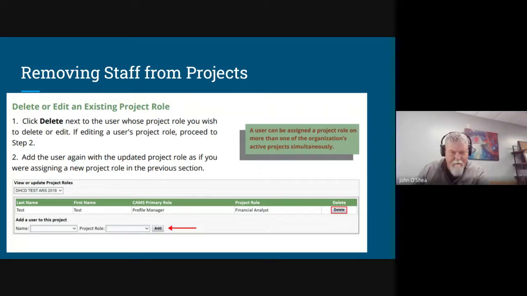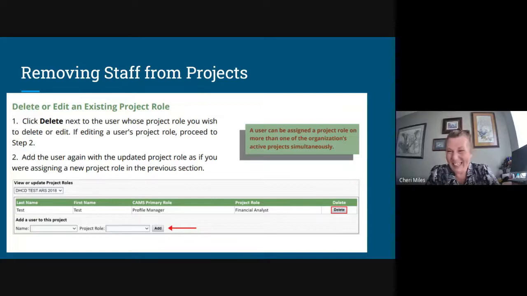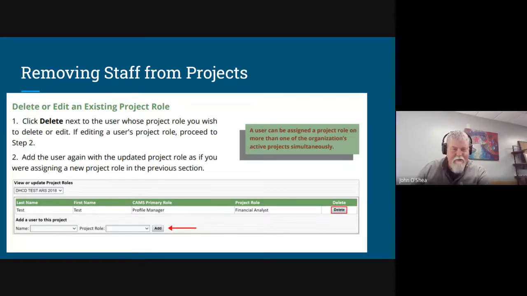I'm sorry, I couldn't find my mute button. If you assign yourself or somebody else for one particular project, say a project manager role, and then they're in another project in a different capacity, can you assign them a different role in that project for CAMS? So can you have different roles and different functions within CAMS? I guess is what I'm really asking.